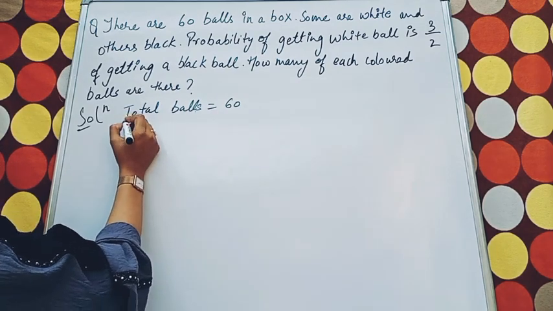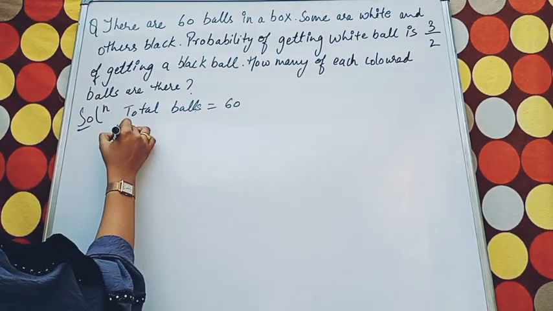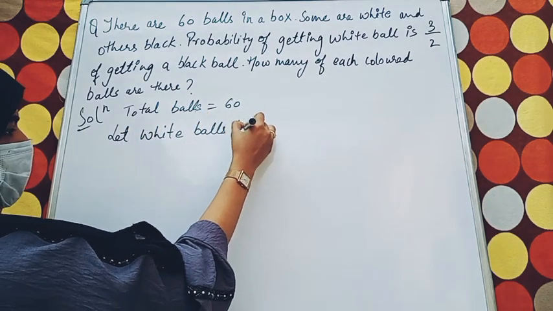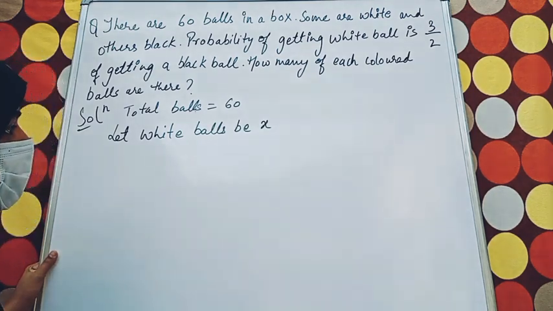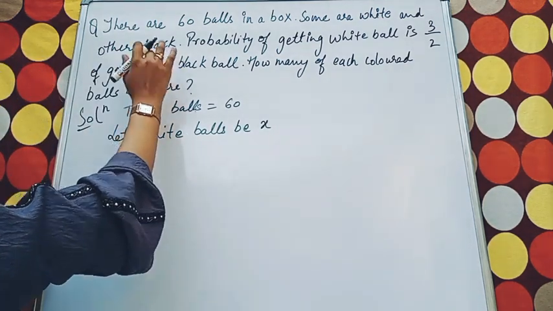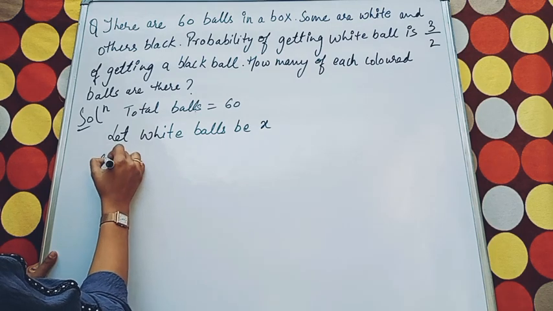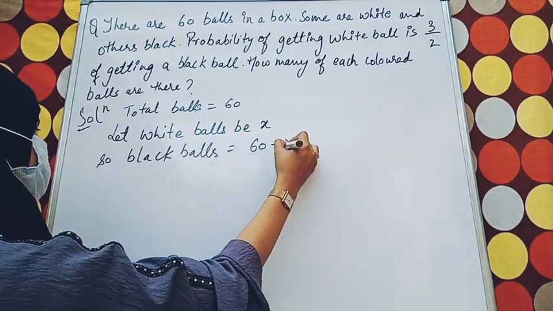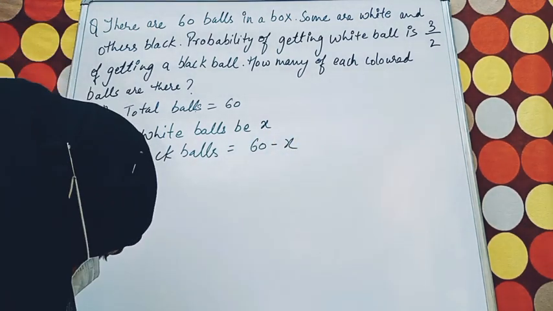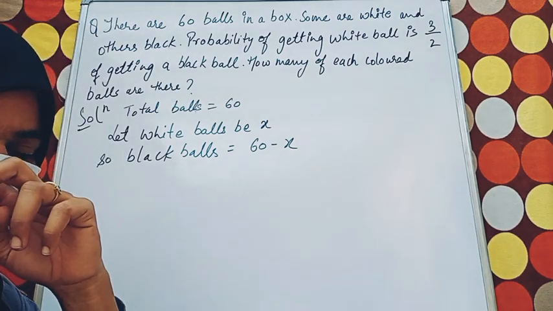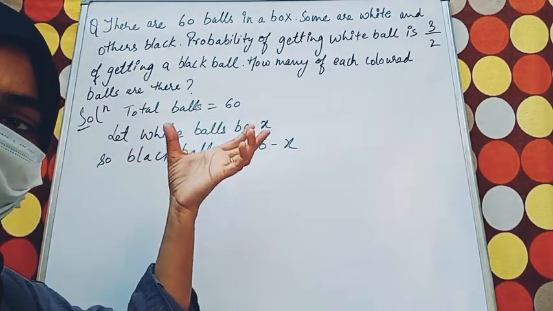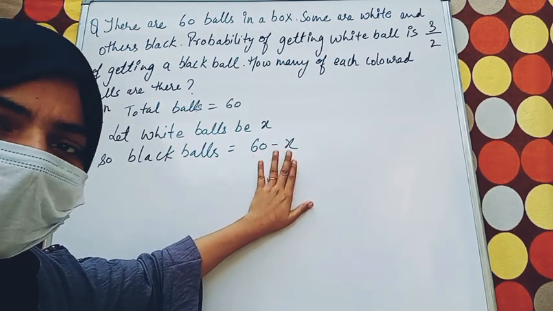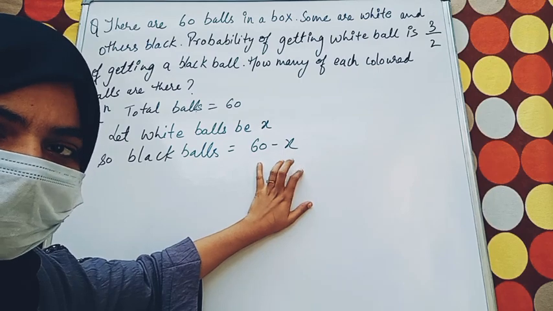Fine. So what we will do, some are white, so let white balls be x. Then what will happen? Others are black, so black balls equals 60 minus x. Of course, why? Because the total quantity is 60 and we don't know the quantity of white, so we let it be x. Whatever is subtracted from 60, we will get the quantity of black balls. This is understood?